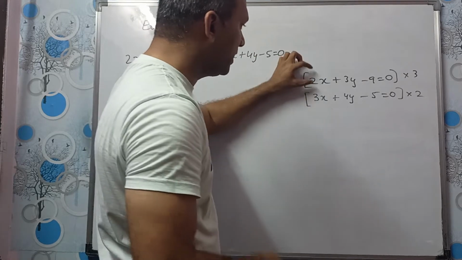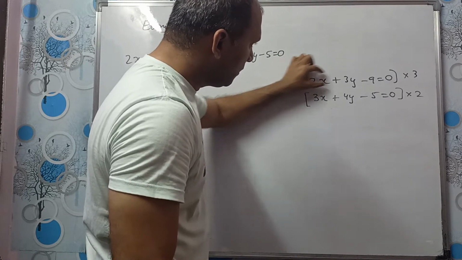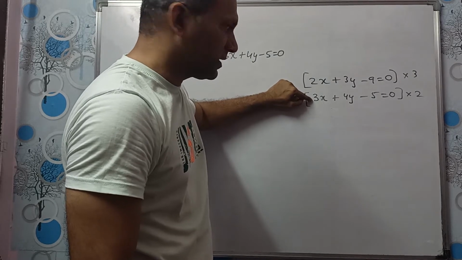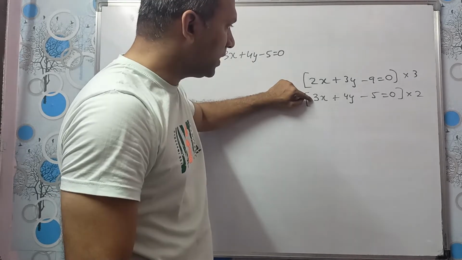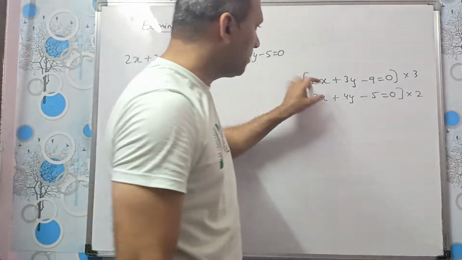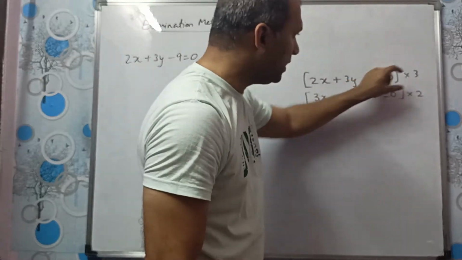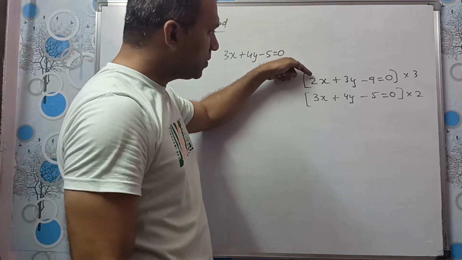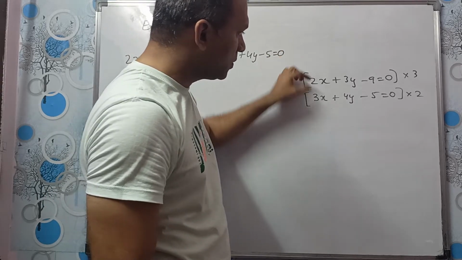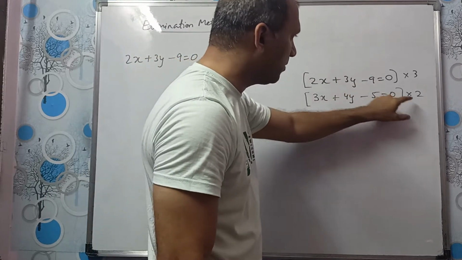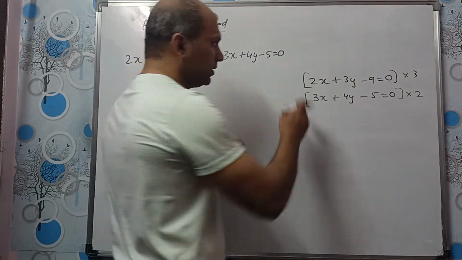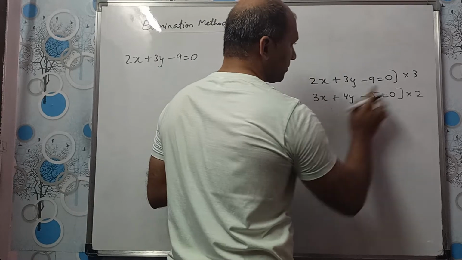When we want to eliminate the value of x, the first equation should be multiplied by the coefficient of x from the second equation. Okay, which is 3. So we are multiplying the first equation with 3 and the second equation with the coefficient of x of the first. So the coefficient is how much here? 2. So we are multiplying this equation by 2 and the first equation by 3. I hope this is clear. Okay, I'll explain this again.